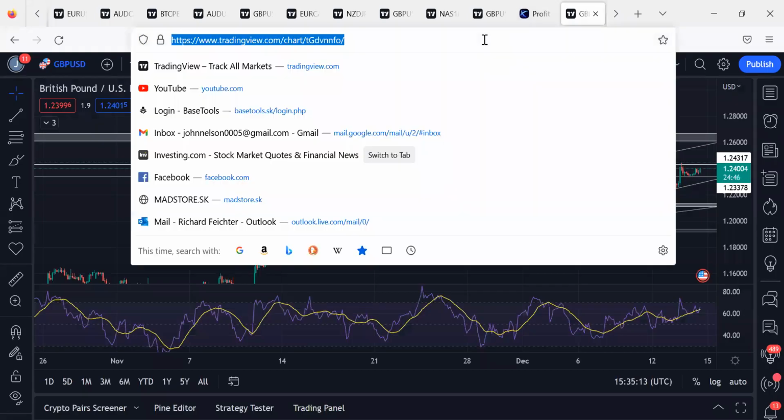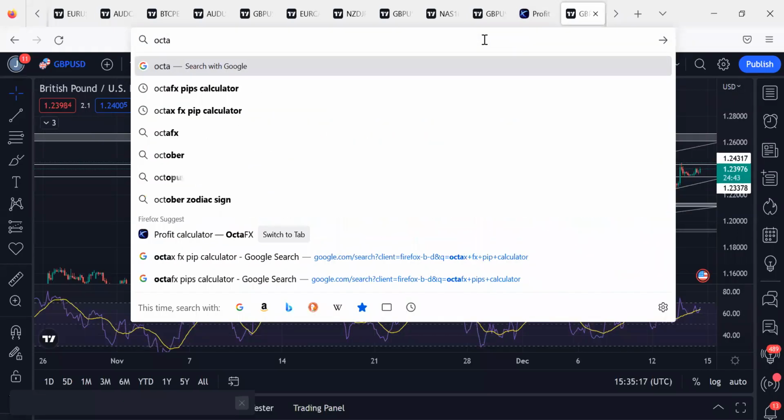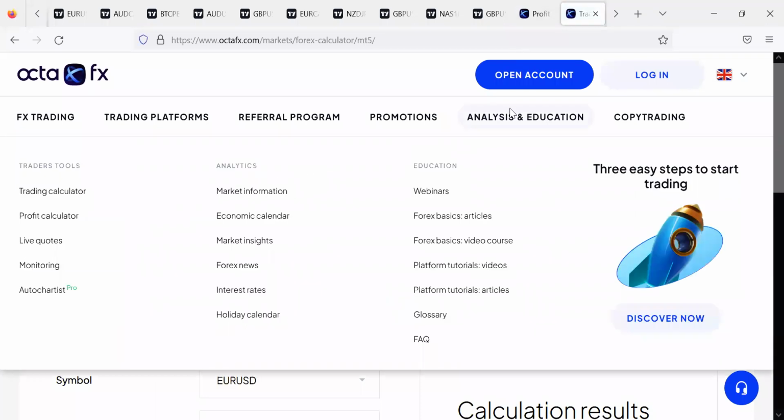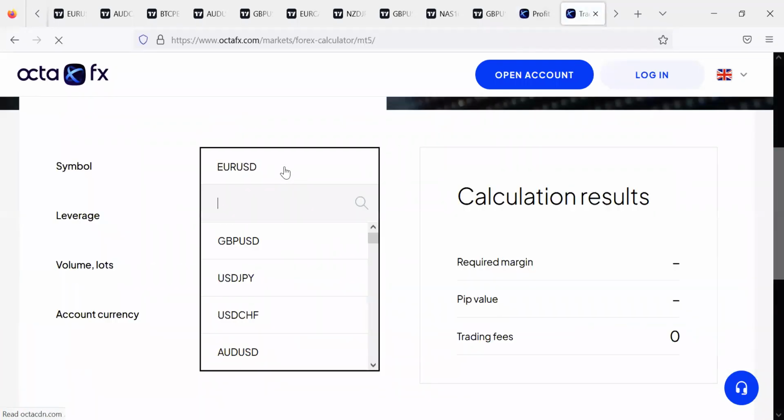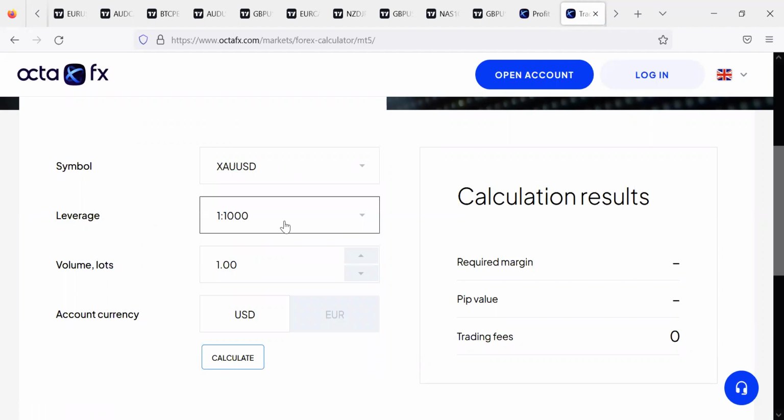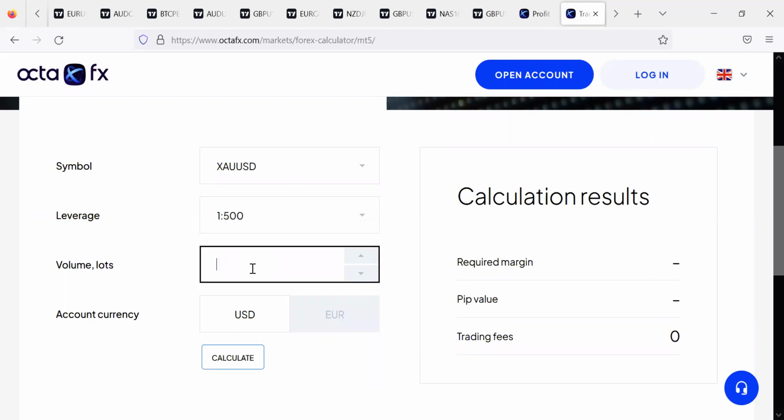Now let me go to the FX trading calculator. How much can you use in trading gold? One lot trading calculator. Gold, XAU. How much do you need to enter this on 500 leverage on one lot? Calculate. You require $905 to enter a one lot trade on gold.